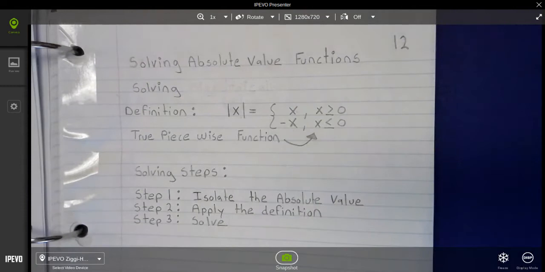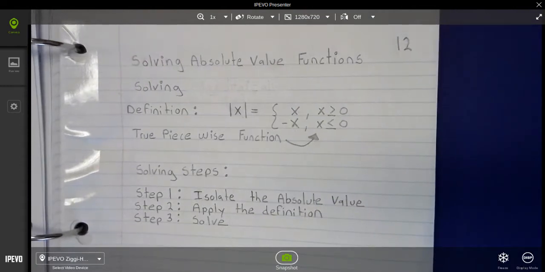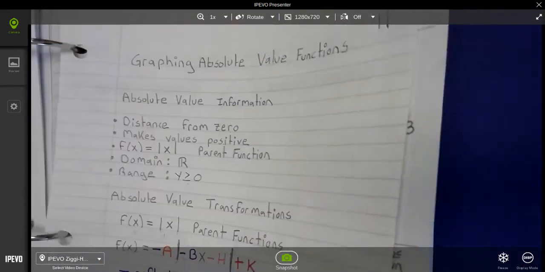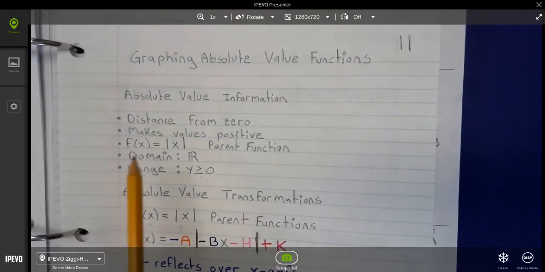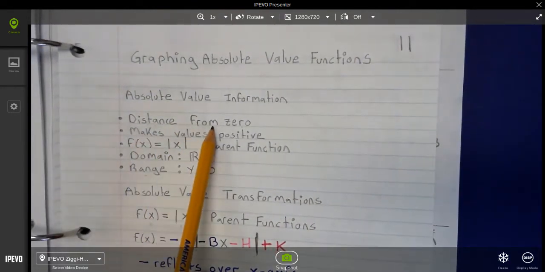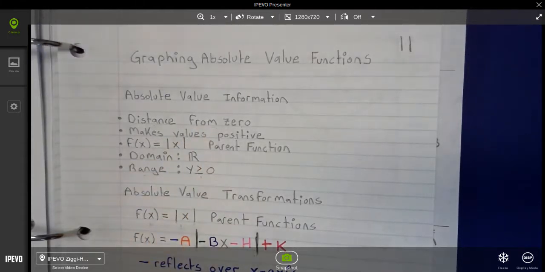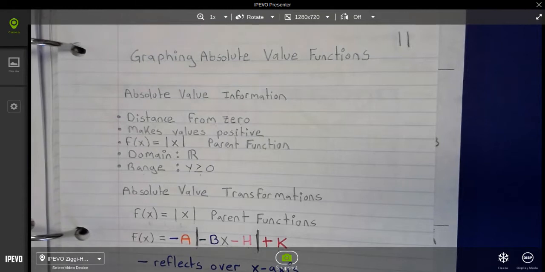So, solving absolute value functions. Let's look at the definition. I want to go back to yesterday's notes and emphasize that the definition of absolute value is the distance from zero. Just like in the video, the absolute value of -2 is 2, and the absolute value of 2 is 2, because the distance from zero in both cases is 2 units. One is -2 units and the other is +2 units, but if we're just talking about distance, both are 2 units.